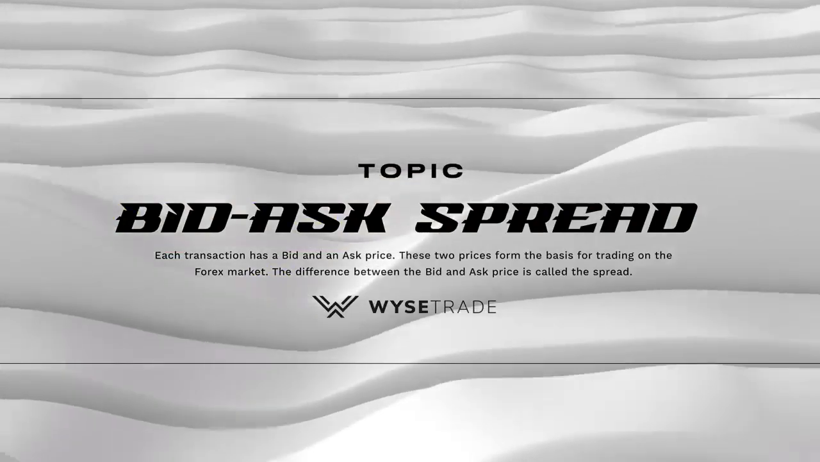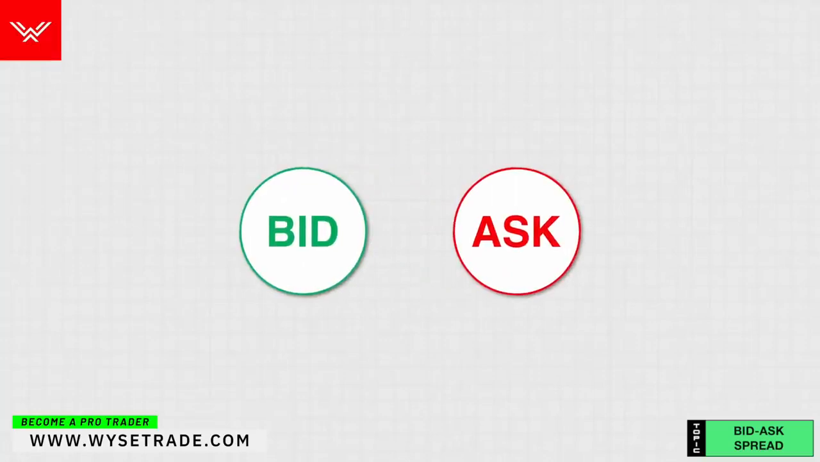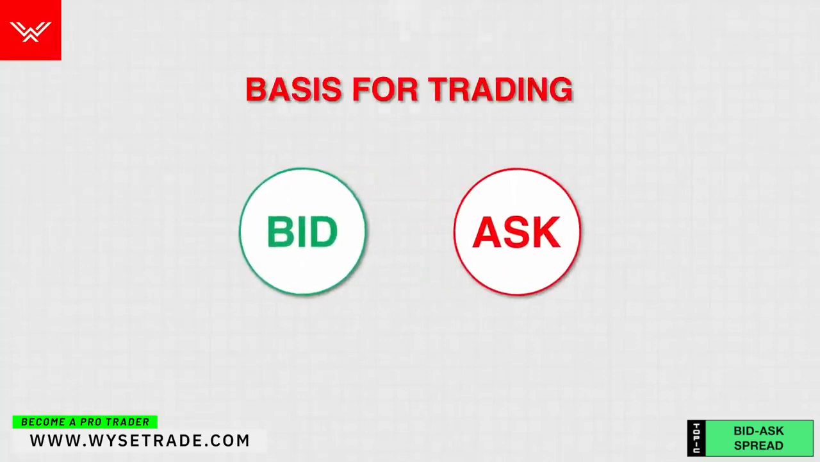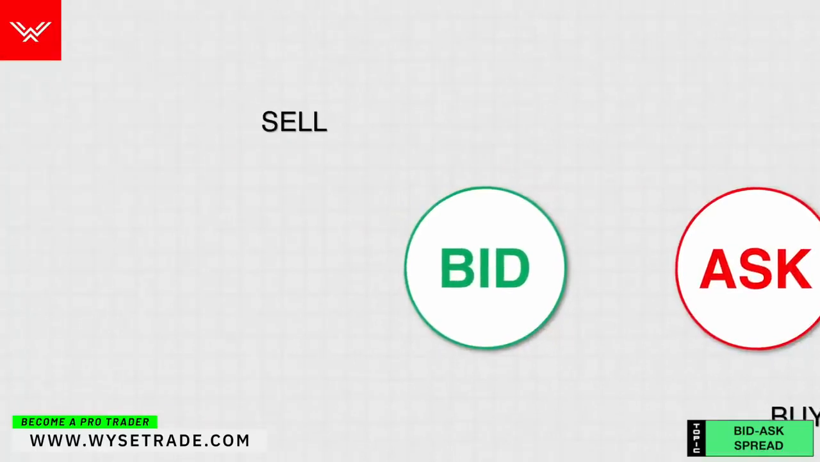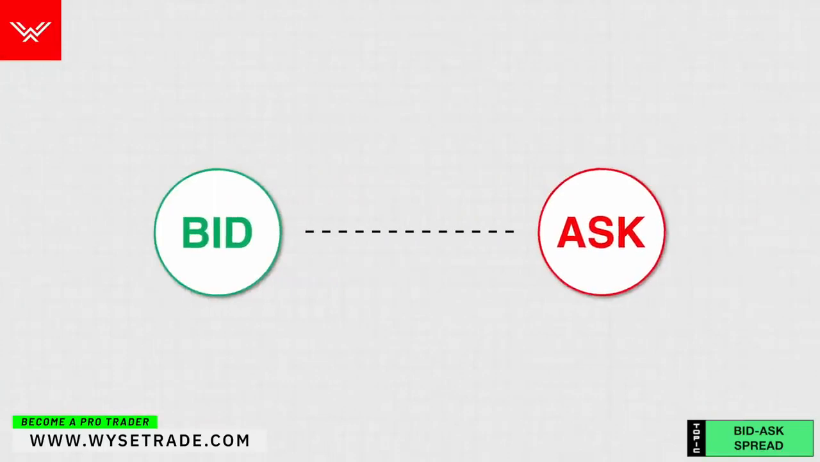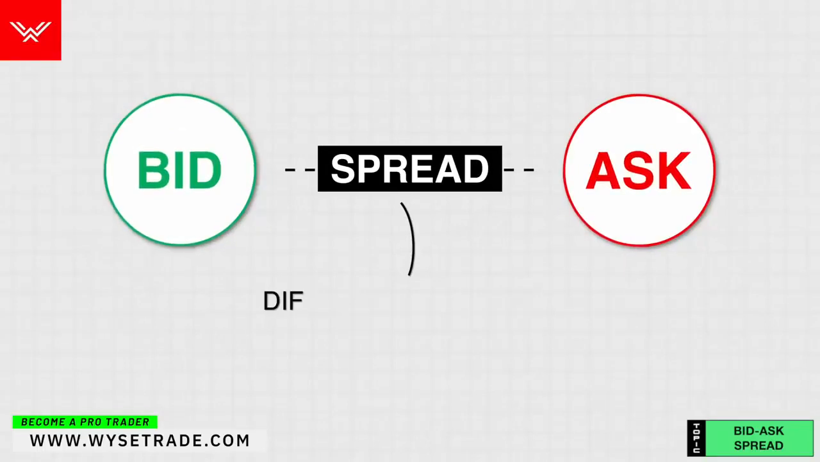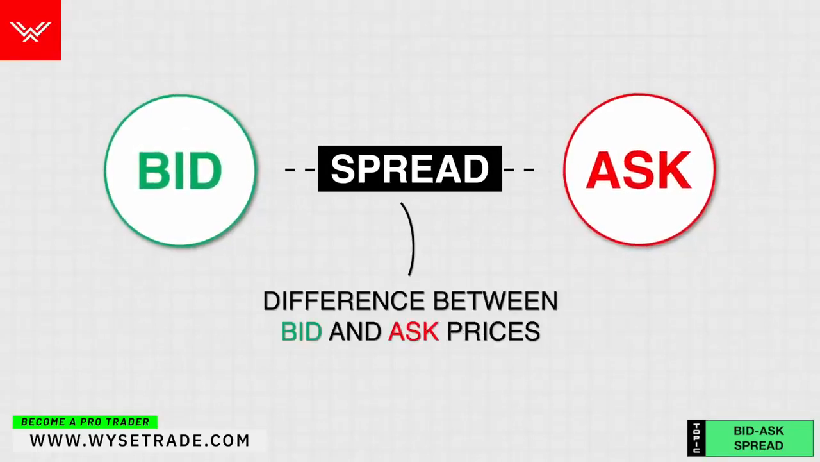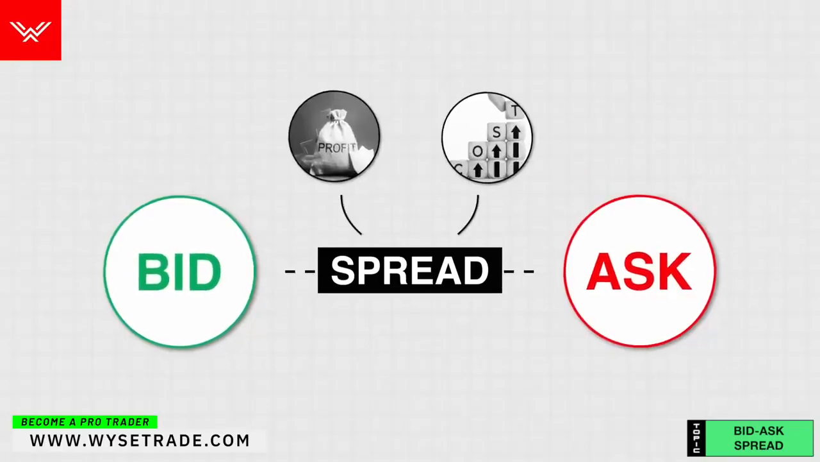Bid, ask, and spread. Each transaction has a bid and an ask price. These two prices form the basis for trading on the forex market. When you're looking to buy an asset on the forex market, you will pay the ask price for the base currency. When you're looking to sell an asset on the forex market, you will sell at the bid price. The difference between the bid and ask price is called the spread. In essence, the bid-ask spread is the difference between the price a dealer will buy a currency and what they will sell it for. The spread covers the dealer's profit and the cost of the transaction. It is essentially the cost you pay to enter the market.